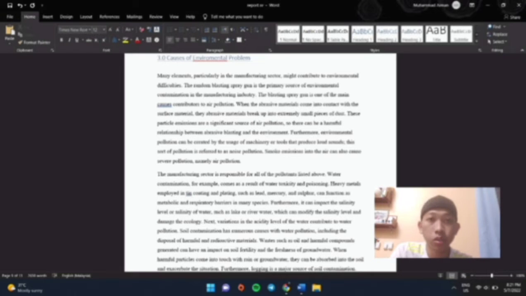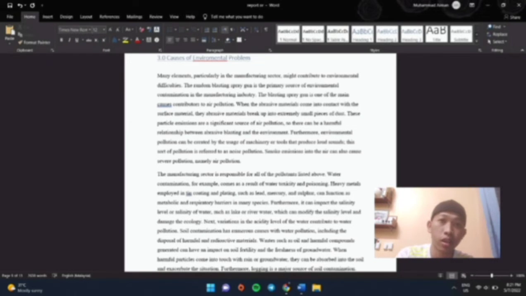Next, all the types of pollution discussed above come from the manufacturing sector. For example, water pollution occurs due to toxicity and poisoning of water. Heavy metals such as lead, mercury, and sulfur used in tin coating and plating are capable of acting as metabolic and respiratory barriers to many organisms. In addition, it can also affect the salinity level of water.